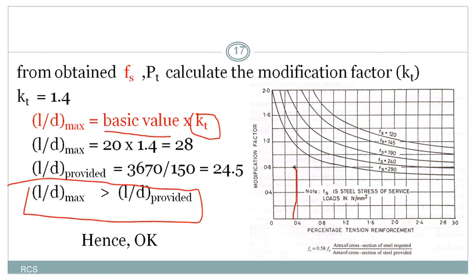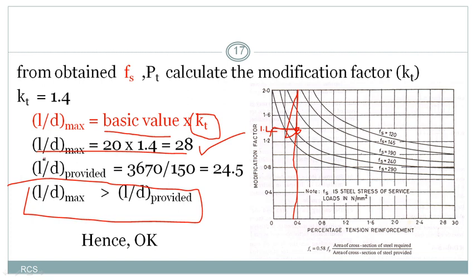If you project this exactly vertically and project it onto your 240 Newton per mm square curve of Fs, it will intersect approximately here. The corresponding value is 1.4. So we approximately assume the modification factor KT equal to 1.4. Now calculate L by D maximum. You know the formula: basic value into KT. Basic value is 20, KT is 1.4. We'll get 28 as the maximum.